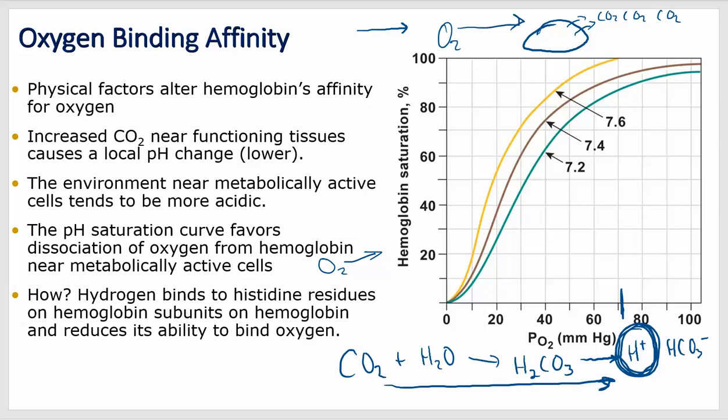So how does this happen? Hydrogen binds to histidine residues on the hemoglobin subunits. So remember those hemoglobin subunits? They have a lot of amino acids, but one of those amino acids is histidine, and hydrogen will stick to those. And then the oxygen that's being carried in there falls off. So that lowers affinity.